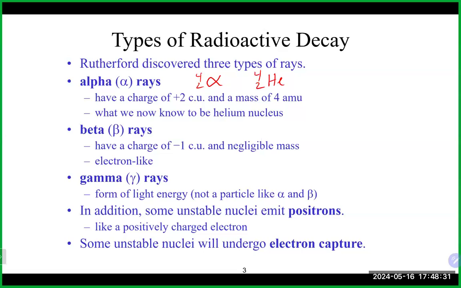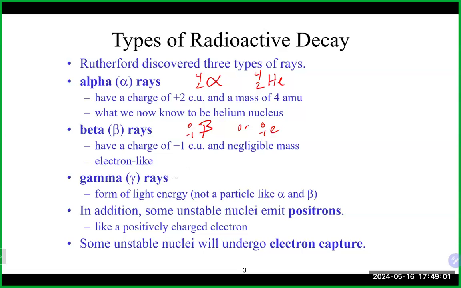Now, your beta particles or beta rays, they have a charge of -1. They're pretty much electron-like. They also will use the beta symbol, or they will also use the electron symbol there because it is a -1 situation that's occurring. They're basically like electrons, so they're our negatively charged particles.